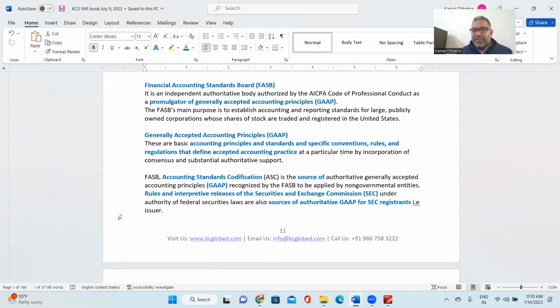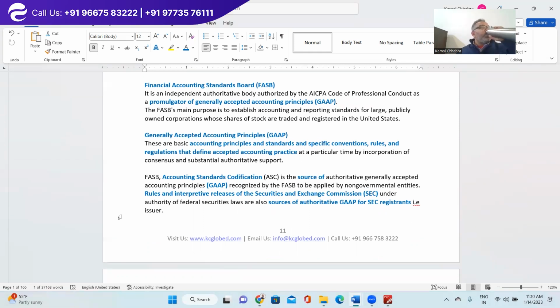Who created FASB? It comes under the AICPA, the American Institute of Certified Public Accountants. Yes, absolutely true. So FASB, GASB, IESB, these are all bodies within the AICPA. And what FASB does is issue generally accepted accounting principles, that is called GAAP.